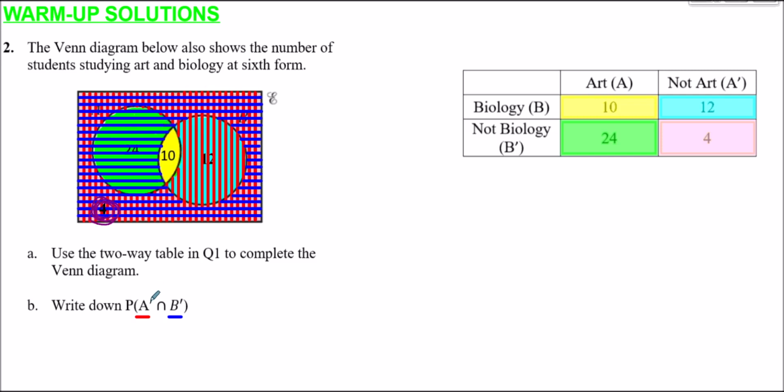In the same way, A dashed and B dashed we could have got from the table by considering this here. Where the not artists column crosses over with the students that don't do biology, this row here, they intersect at the number 4 like you can see. So either using the table or the Venn diagram, you should come to the same conclusion when you get skilled enough and used enough to using Venn diagrams and two-way tables.